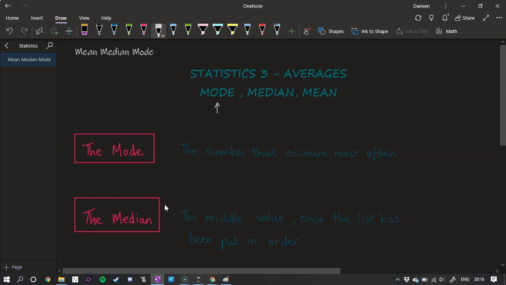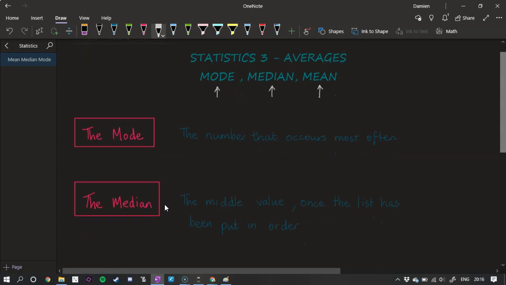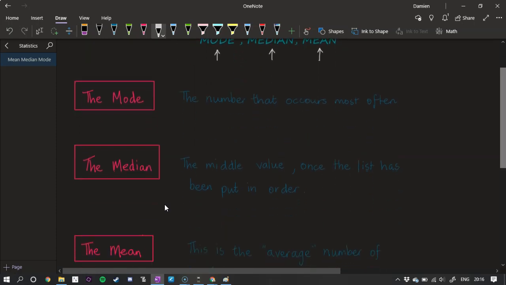And here's the first average, which is mode. The second type of average we're going to look at is median. And then finally, the third average is called mean. So you have to know what each one of these words mean, and we'll take an example of each one. If there's something you don't understand, just pause the video, go back on it, and you can figure it out from there. So let's have a look at the first one.